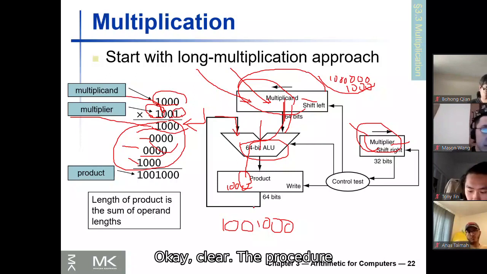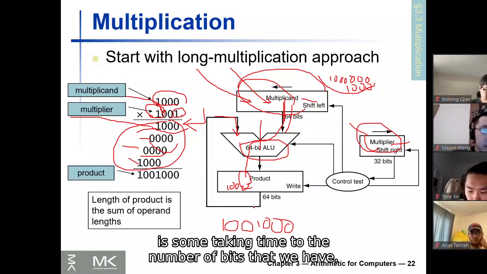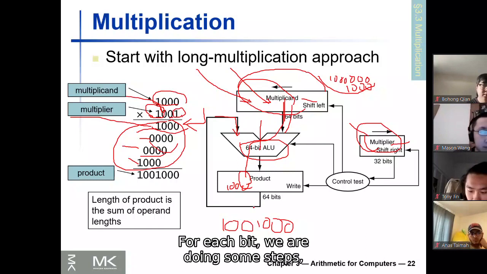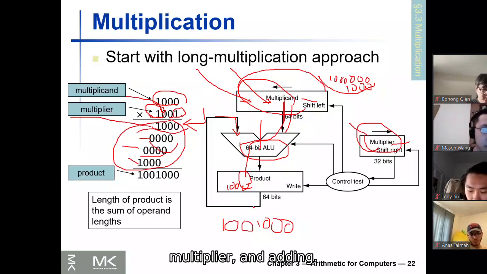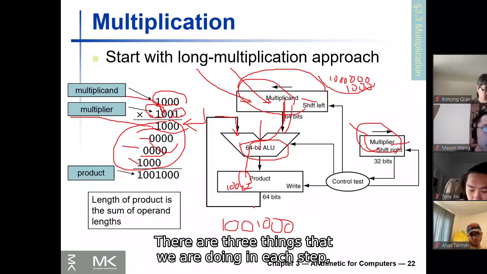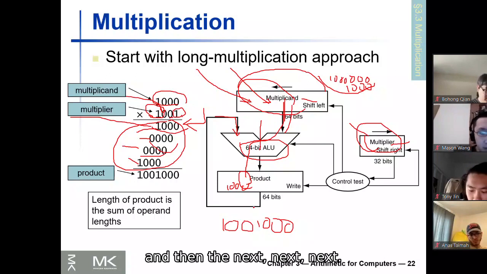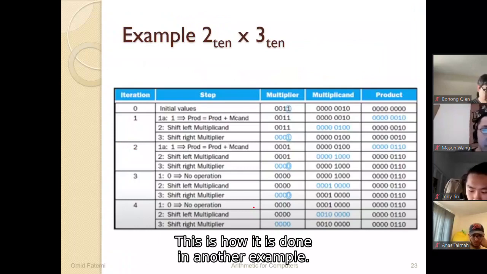The procedure takes time proportional to the number of bits that we have. And for each bit, we are doing some steps: shifting left the multiplicand, shifting right the multiplier, and adding if it is 1. So there are 3 things that we are doing in each step, and then the next bit, the next bit, the next bit. So this is how it is done.